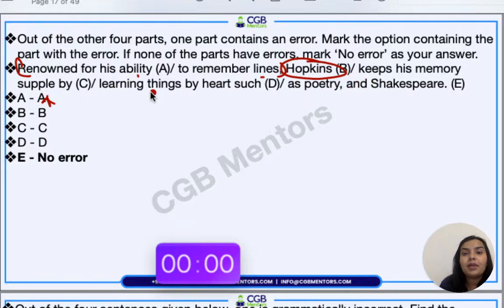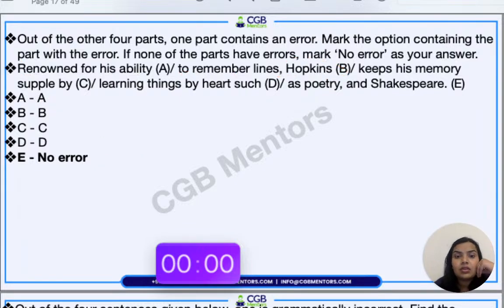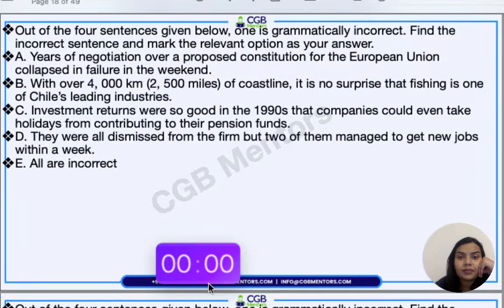His memory supple by learning things by heart. By heart is a phrase, such as poetry and Shakespeare. So here it is absolutely right, there is no error. All the modifiers, subject-verb agreement, and use of preposition, everything is spot on. So here, no error.